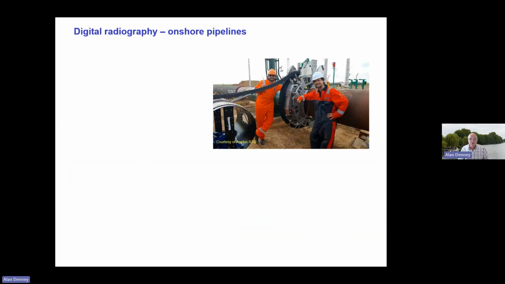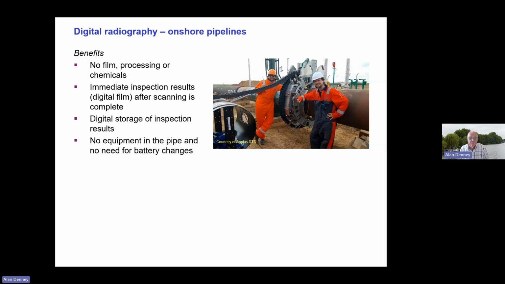But digital radiography is being used for fabricated items. This is digital radiography for an onshore pipeline. It's a bit of kit from Applus RTD in the Netherlands. You can see it's a hell of a piece of kit, but that's developing technology, shall we say. It is used. What are the benefits of digital radiography?